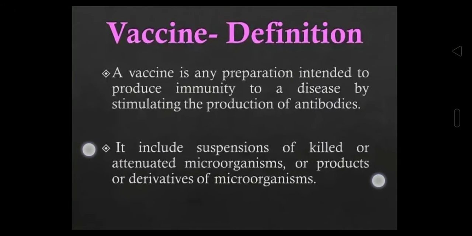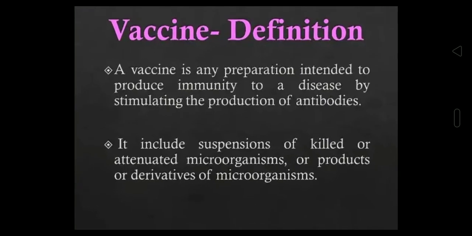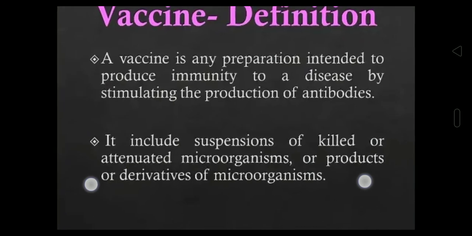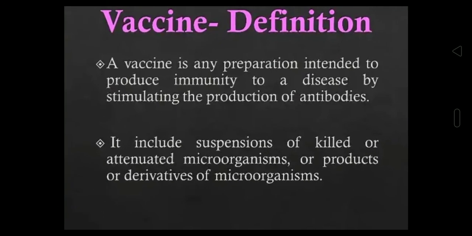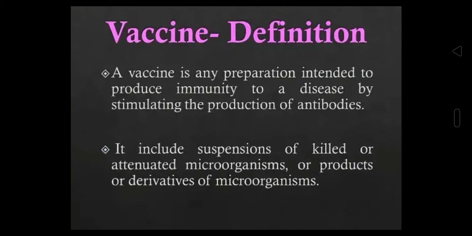Now vaccine. What is a vaccine? A vaccine is any preparation intended to produce immunity to a disease by stimulating the production of antibodies, and it includes suspension of killed or attenuated microorganisms or products or derivatives of microorganisms. Very clear concept, guys. Very easy definition here.